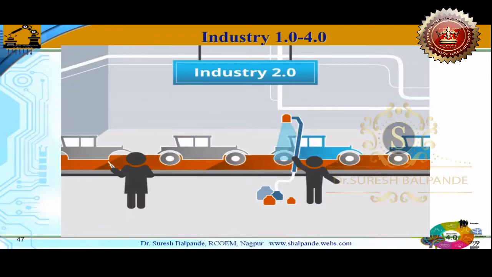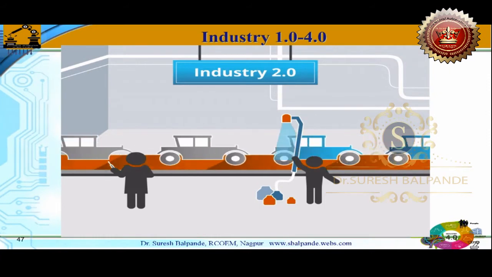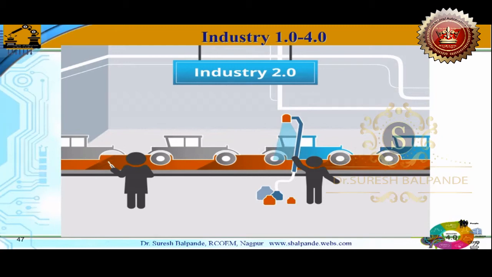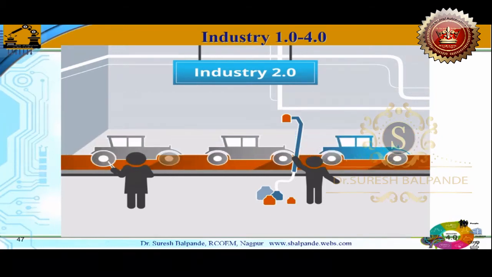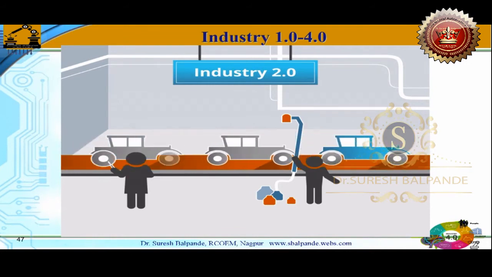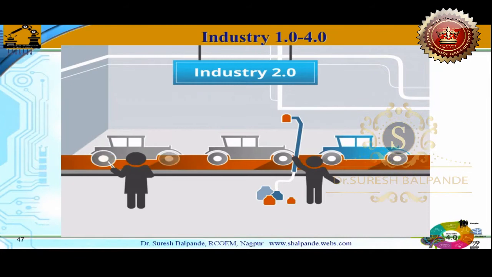This is Industry 2.0. You can see here in Industry 2.0 we use some automation, that is electric motors, to move the conveyor belt, and on the conveyor belt we have the different cars. Like that it can be painted using robots, and all these operations are nothing but 2.0.